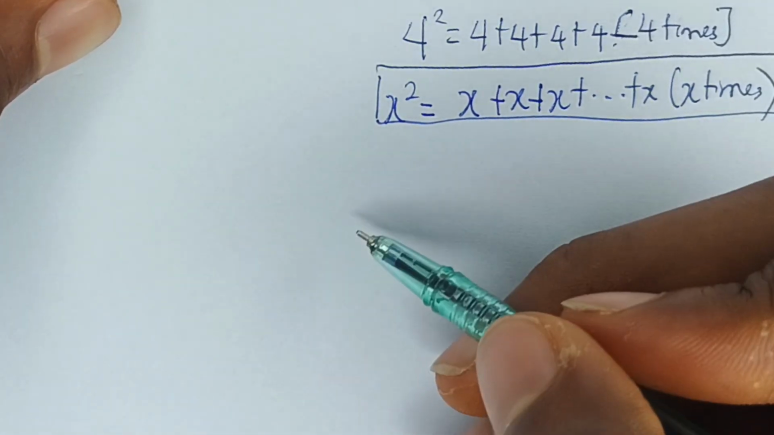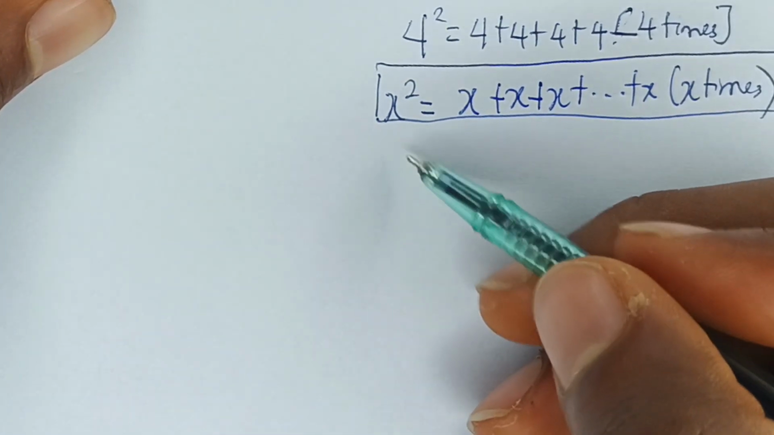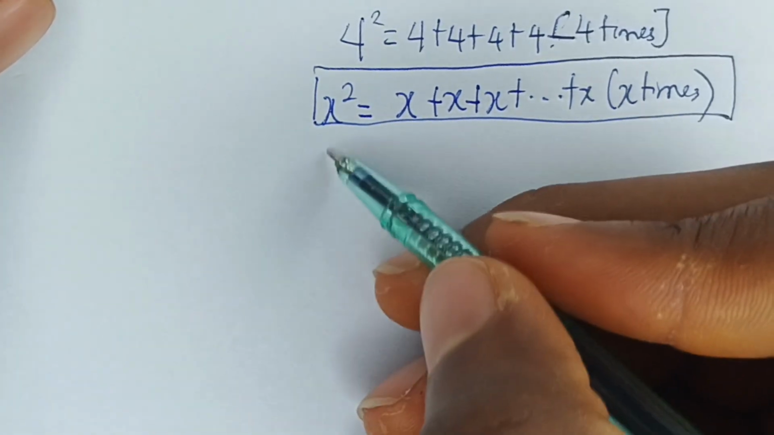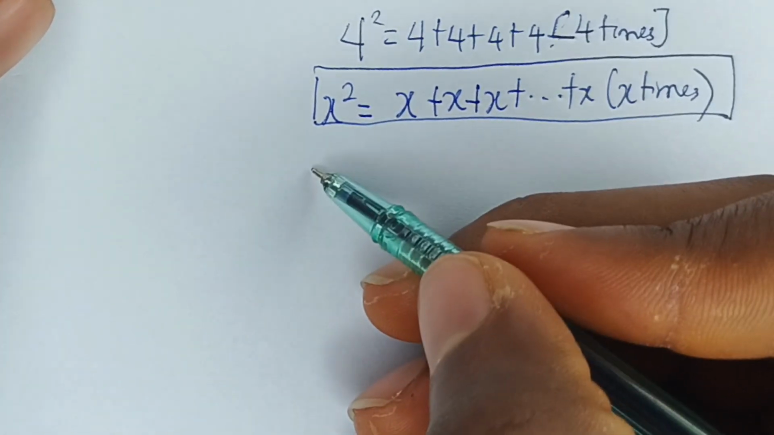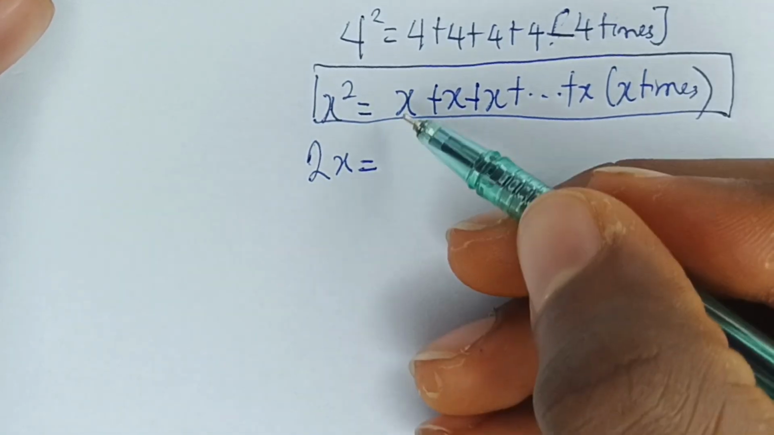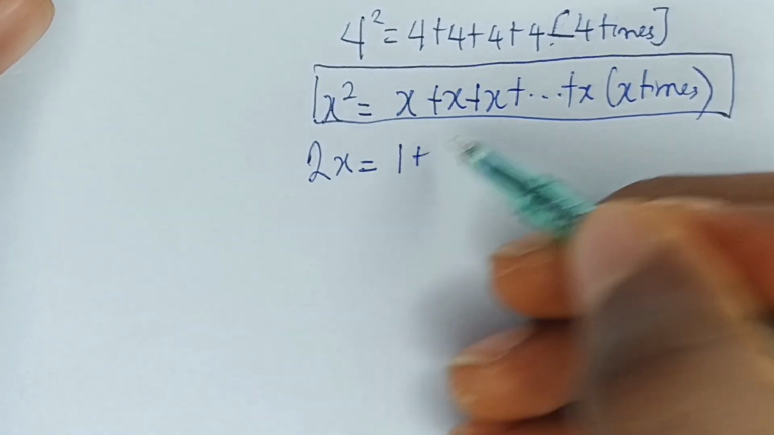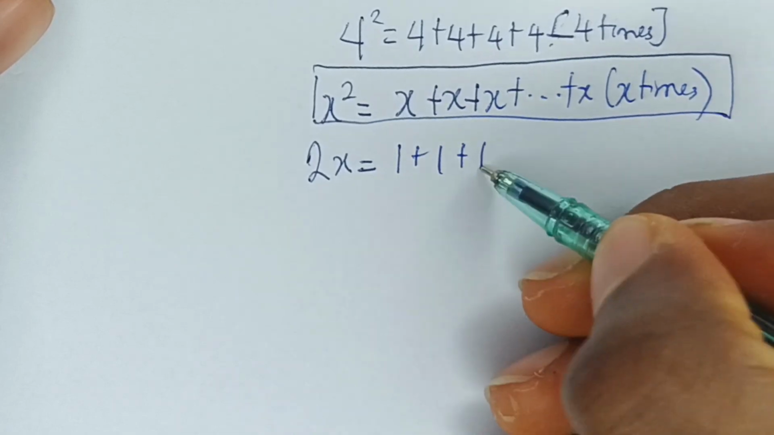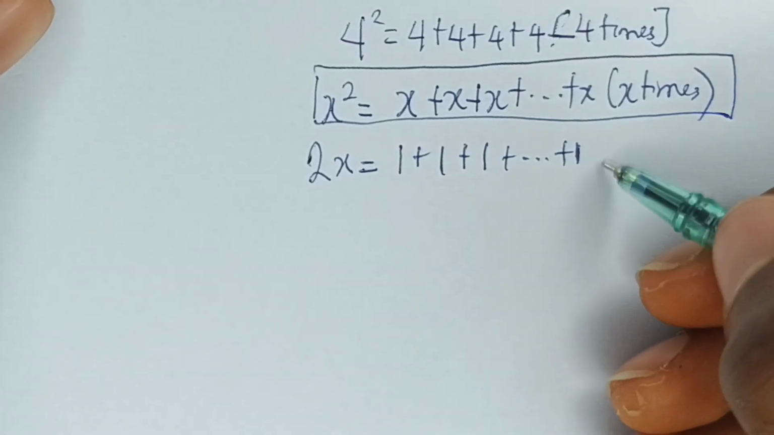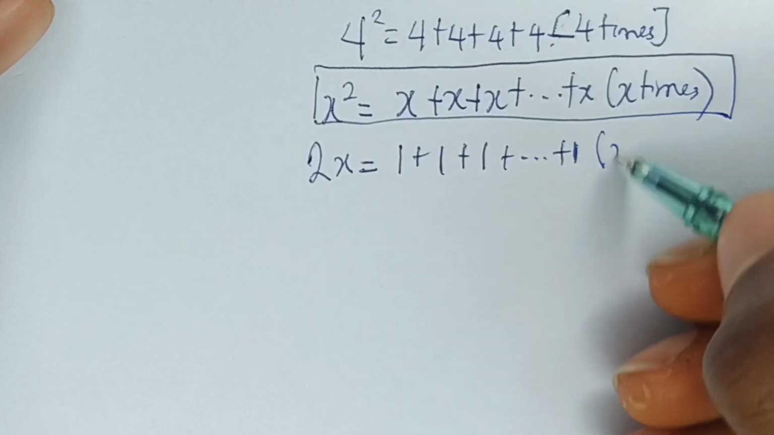We can say that if we take the differential of this side and this side, so let's differentiate this. d/dx of x squared is equal to 2x, which is equal to d/dx of x, which is 1, plus d/dx of x, which is 1, plus dot dot dot plus 1. How many times? x times.